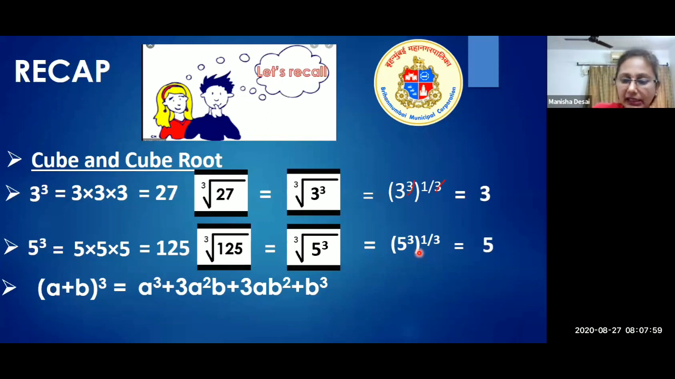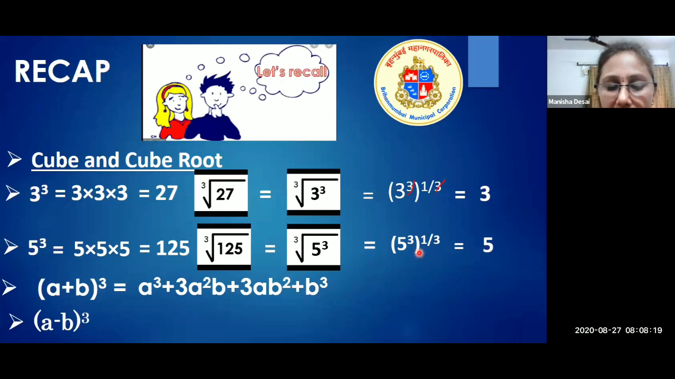In the same way, you must learn the formula for (a minus b) the whole cube. Can anyone tell me what is the formula of (a minus b) the whole cube? a cube minus 3a square b plus 3ab square minus b cube. Can you repeat it again, please?